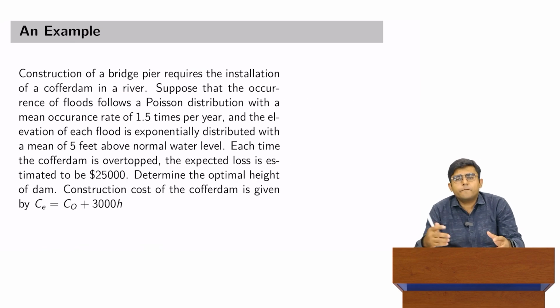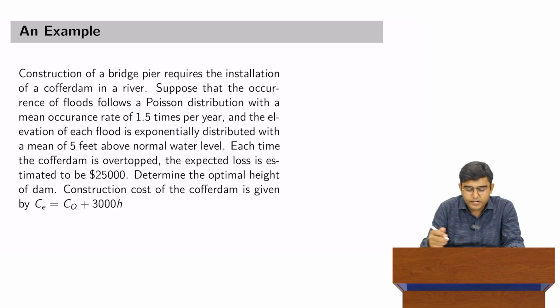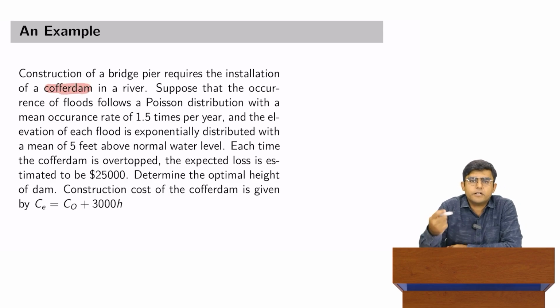Now, we have discussed so many things philosophically, that what is role of uncertainty A versus uncertainty B, but let's try to understand this with help of an example. Let us say that we are considering installation of a coffer dam. In next slide, I will show you a photograph that how a typical coffer dam looks like.